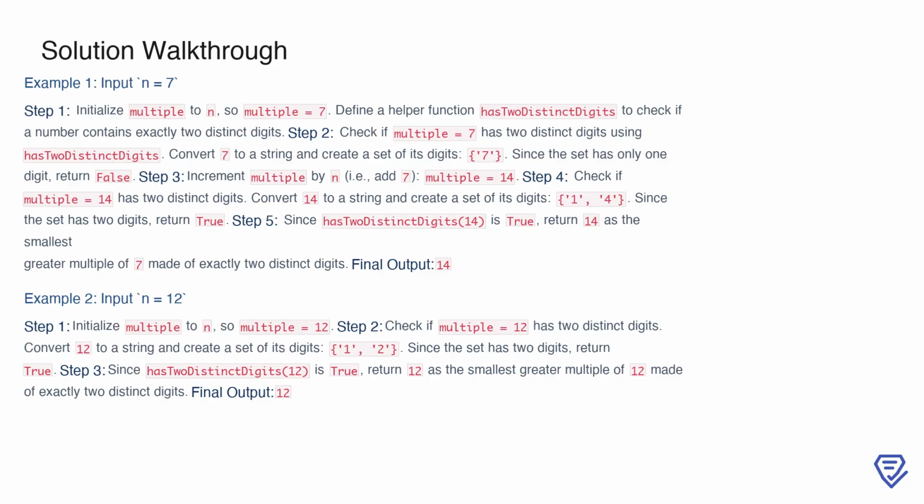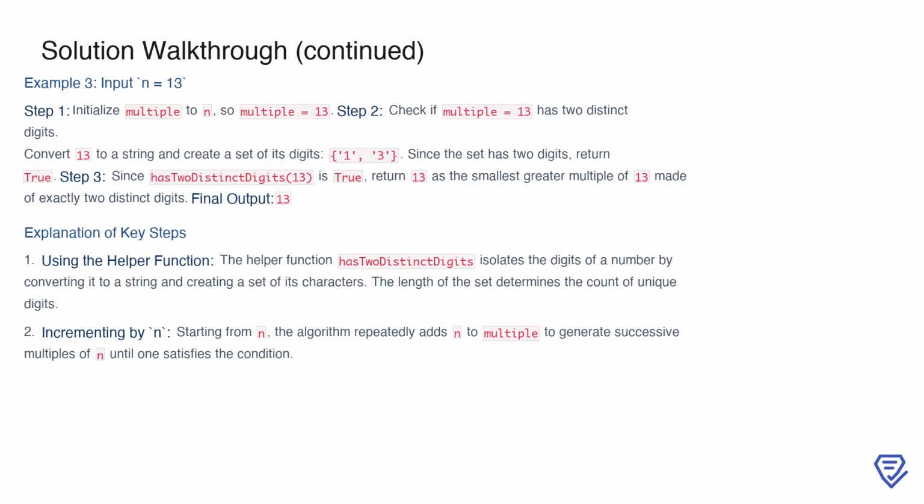For example 2, where n equals 12, the process is even simpler. Setting multiple to 12 and checking it directly with the helper function shows that converting 12 to a string and creating a set of its digits results in 1, 2. Since this contains exactly 2 digits, we immediately return 12 as the output. No further increments are necessary. The output for this case is 12.